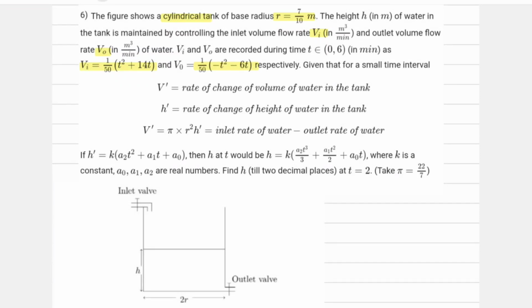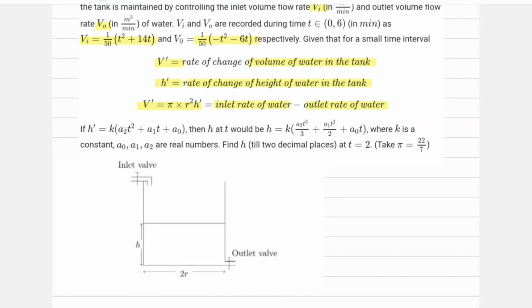Given that for a small interval of time, V' is the rate of change of volume of water, H' is the rate of change of height of water in the tank, and V' = πr²H', which is basically the inlet rate of water minus the outlet rate of water. Now if H' is equal to this expression and h is equal to this expression, where k is a constant and a0, a1, a2 are real numbers, we have to find the value of h at time t = 2, where 2 basically means minutes.